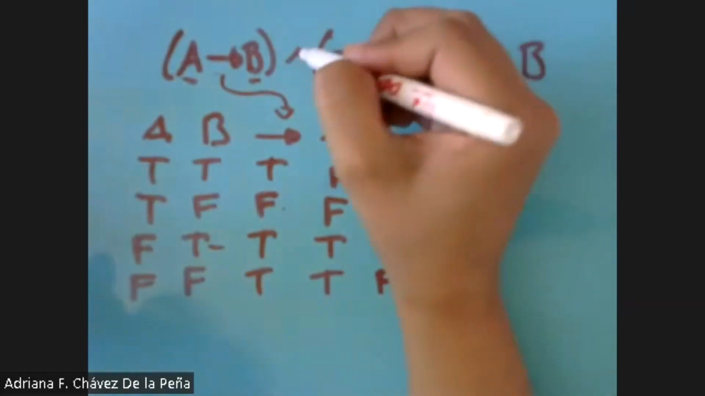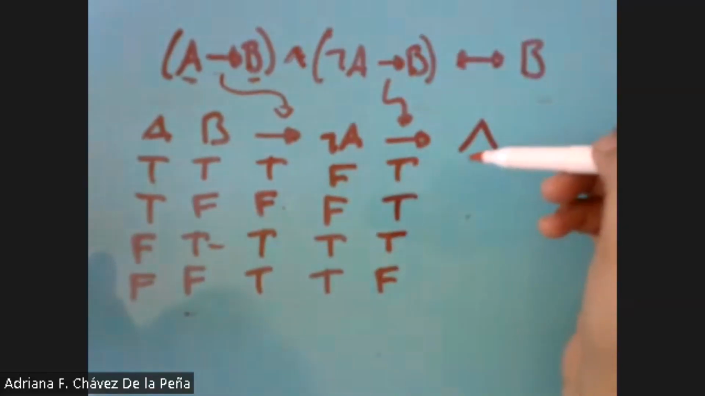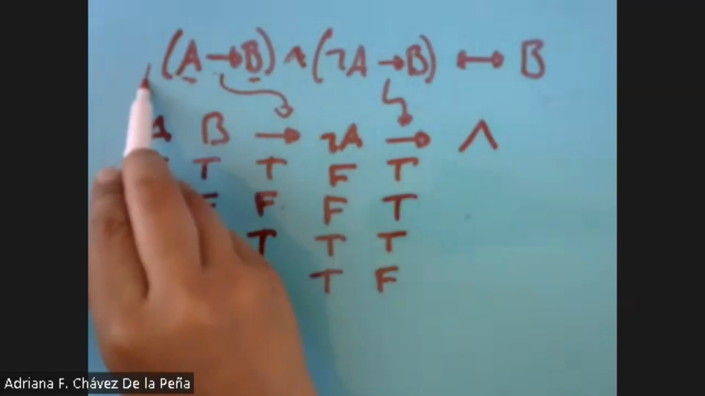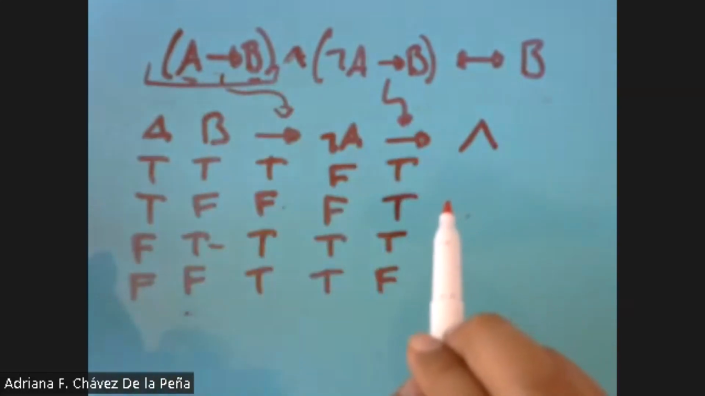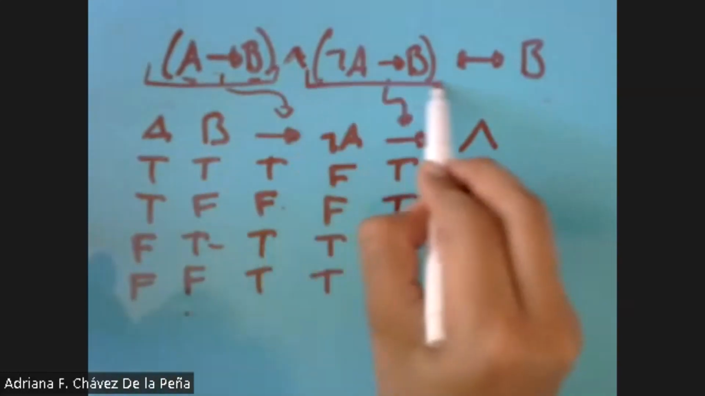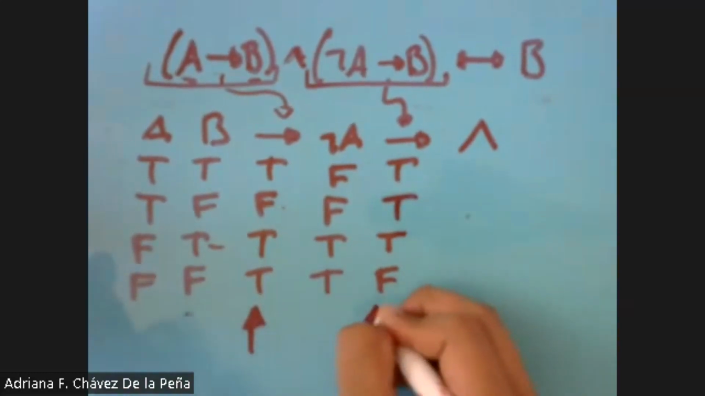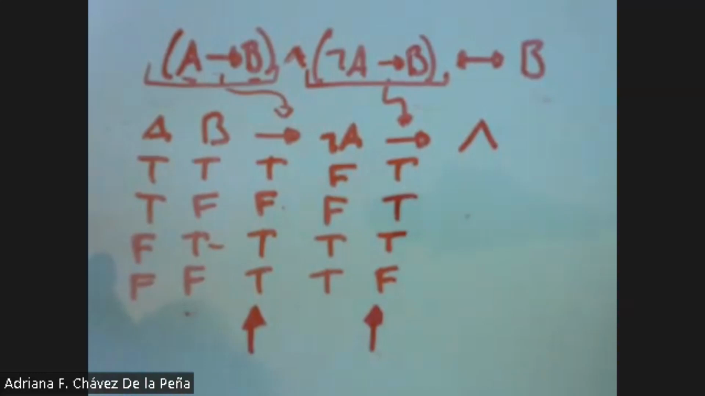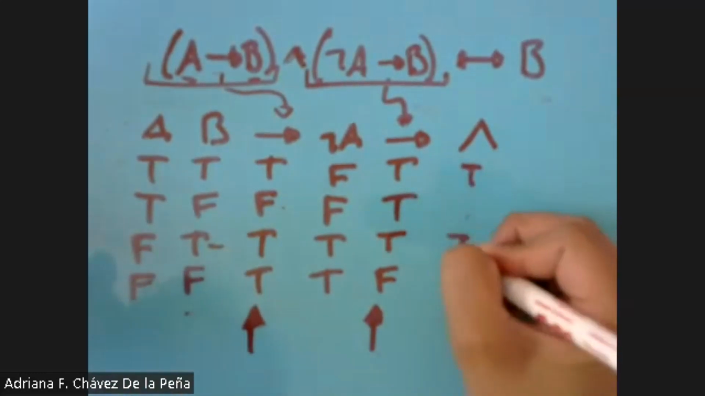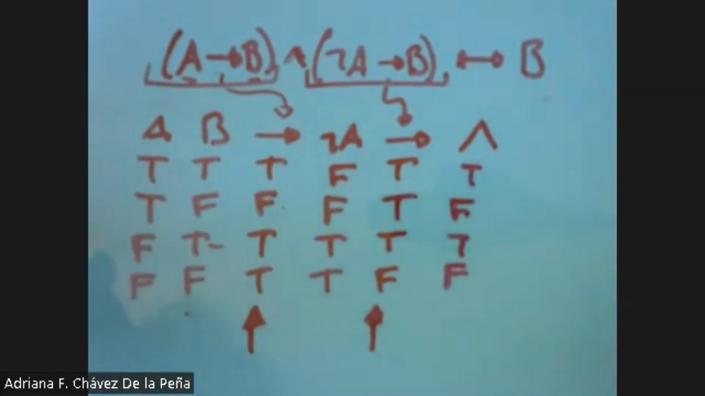Then we have here our AND operator, and this AND operator is going to take into account the cases where this first implication is true, and this second implication is true at the same time. So I'm going to only focus on these two columns here. And we can see that that is true here and here, but not in any of these two cases.